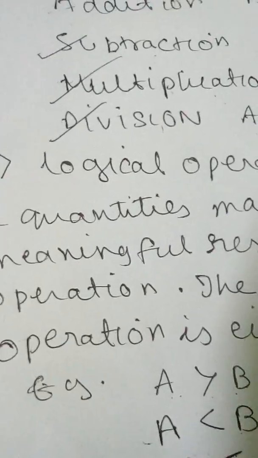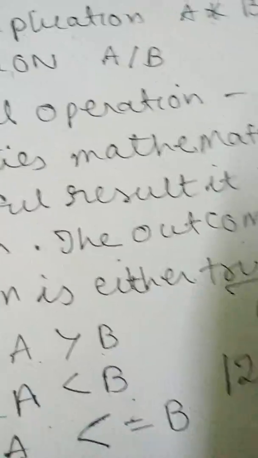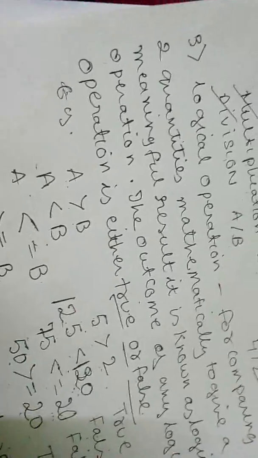Next we talk about the logical operations. What is a logical operation? Comparing two quantities mathematically to give a meaningful result is known as a logical operation. The outcome of any logical operation is either true or false. So when we compare two quantities mathematically, we use logical operators, that is greater than, less than. These are the symbols we are using. So what is the outcome? The outcome is true or false.